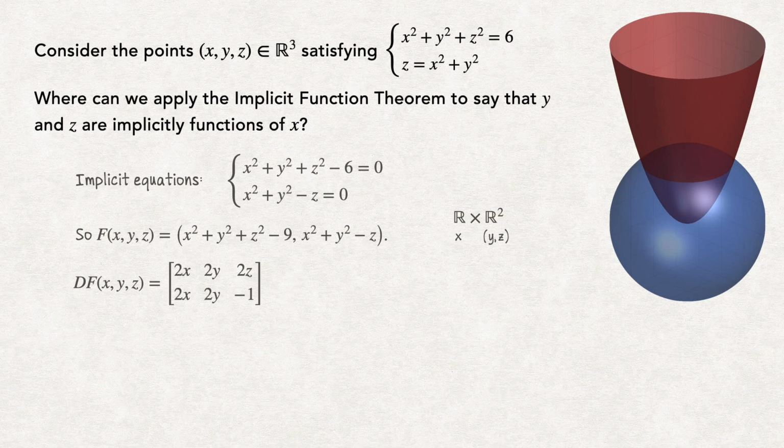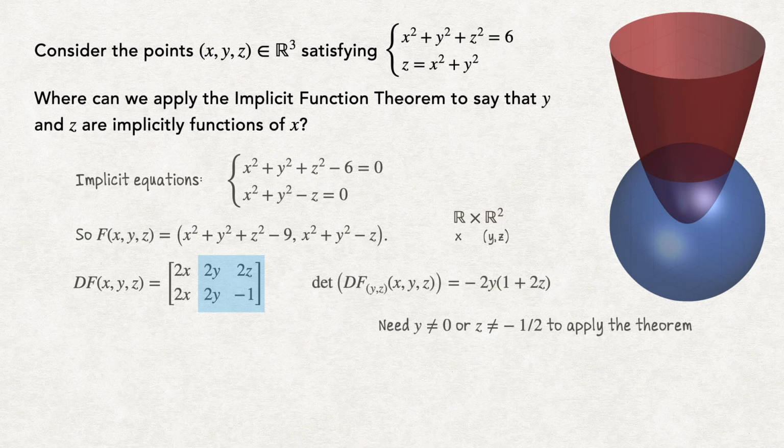This example is a little bit more satisfying because it's actually a matrix. In the previous examples, it was always just a scalar quantity, but here we are looking at the final two columns because this is where we differentiated with respect to y and z. So that is a 2 by 2 square submatrix. We can compute the determinant. After factoring negative 2y in front of the determinant, we can write it as negative 2y times 1 plus 2z.